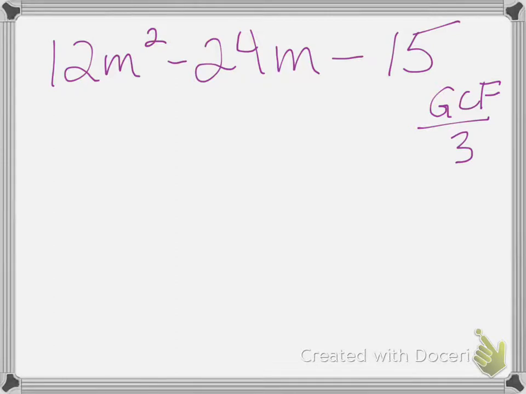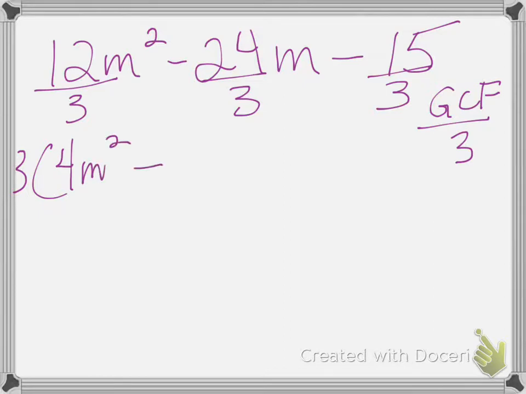It's 3. So now I'm going to take that greatest common factor and divide all my terms by 3. I'm going to put the 3 on the outside of my parentheses and divide to get my trinomial. So what do I get? 4m squared minus 8m minus 5. Lovely. Okay, so that's my trinomial, and I'm going to factor it.